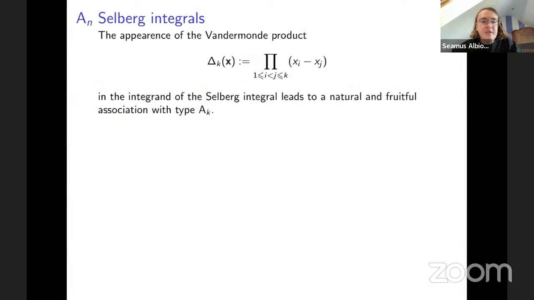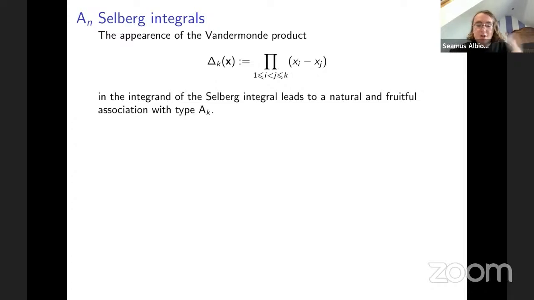Okay. So I promised I want to tell you about A_n Selberg integrals. So as I already said, you have this Vandermonde product in the integrand of the Selberg integral. And if you know anything about root systems, you know that the Vandermonde product is really the evaluation of the Weyl denominator in type A. So when you have k variables, as I do here, this will be type A_k.